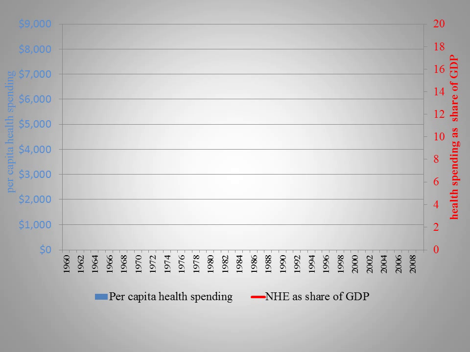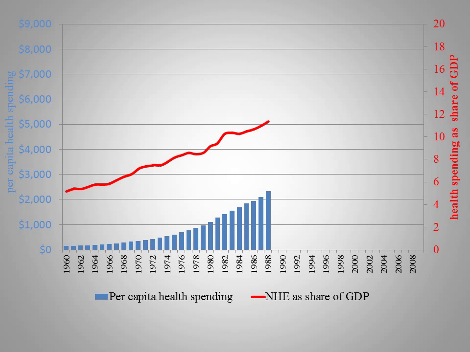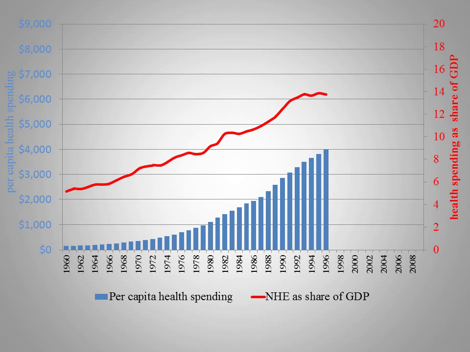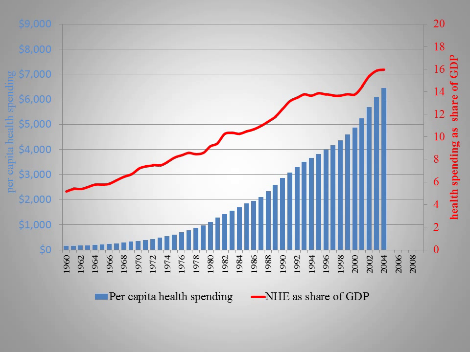This graph offers a quick snapshot of U.S. health spending since 1960. The left axis and blue bars plot the dramatic increase in per capita, or per person, health spending. And the right axis and red line plot the corresponding increase in the share of gross domestic product devoted to health spending, now, in 2010, approaching 20%.